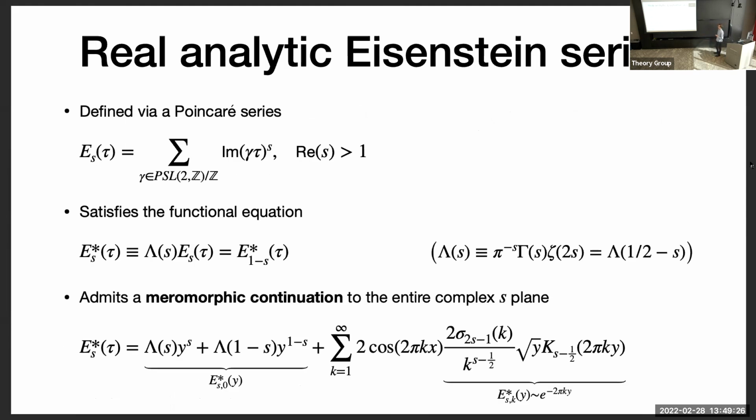So the real analytic Eisenstein series are formally defined by Poincare series, a sum over SL(2,Z) images of the imaginary part of tau. This converges when the real part of s is sufficiently big, but the function satisfies a functional equation which allows you to extend this regime, and moreover, there's a meromorphic continuation to the entire complex s-plane, which is facilitated by its explicit Fourier decomposition. Here I've defined E star, which is symmetric under the reflection s to 1 minus s. Here, capital Lambda is this funny function involving the zeta function. It's like a completed version of the Riemann zeta function that satisfies this functional equation.